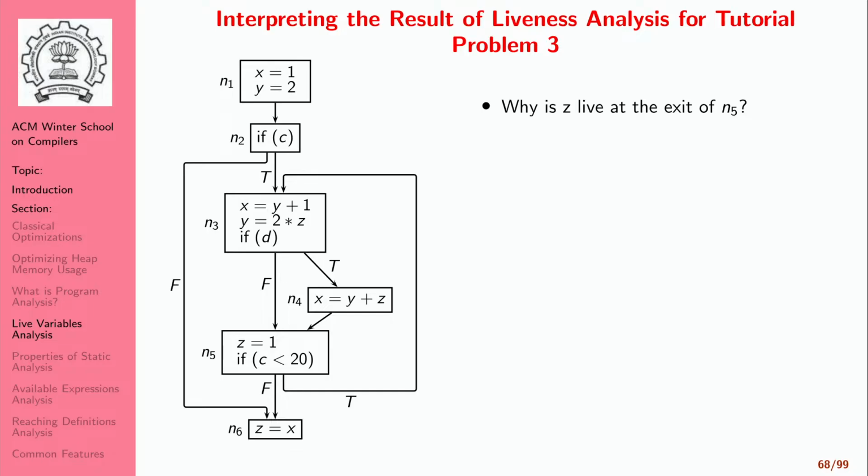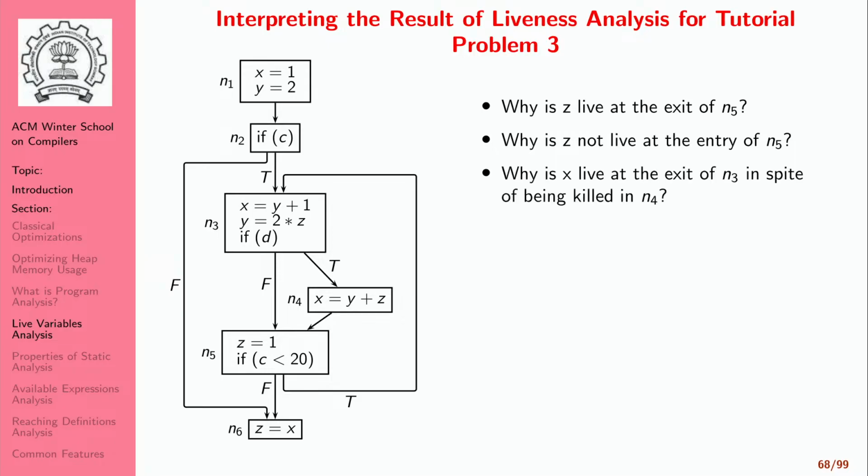Now let's answer these questions. So the claim is Z is live at the exit of N5. The question is why? Show me a path starting from N5 in which Z is used before being defined. N5, N3, N4, that's right. Why is Z not live at the entry of N5? Because Z is redefined in N5.